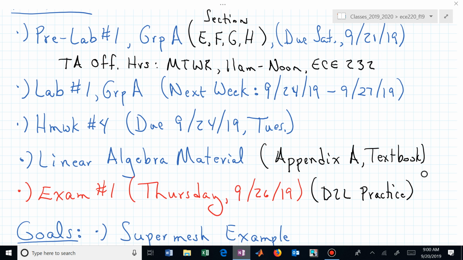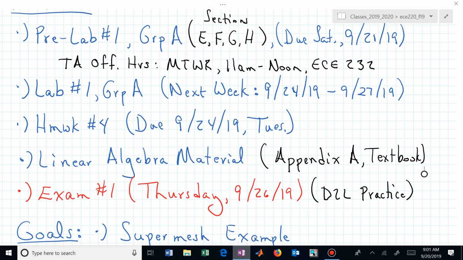You do need to make sure that you are sufficiently ready to submit your pre-lab. That's due on Saturday, and that involves a fair amount of PSpice manipulation to get all that done, and try to just be as neat as you can with the pre-lab. Make sure that it ends up all in one PDF file.